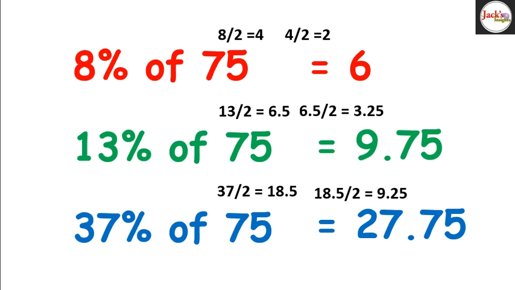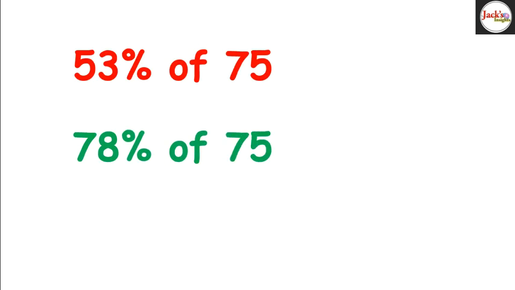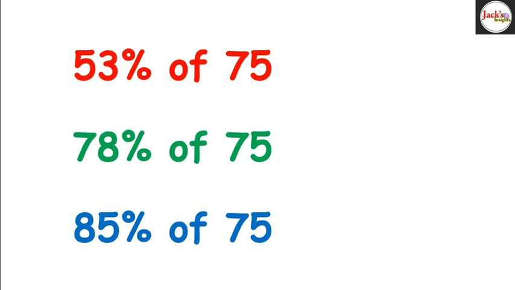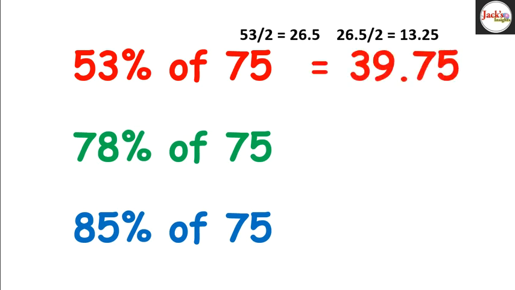Okay, now let's have another set of percentages of 75: 53% of 75, 78% of 75, and 85% of 75. Same process. We're going to compute the half of 53, which is 26.5. And what is half of 26.5? That is 13.25. Add 26.5: 0.5 plus 0.25 is 0.75, 3 plus 6 is 9, 2 plus 1 is 3. That is 39.75, the 53% of 75.